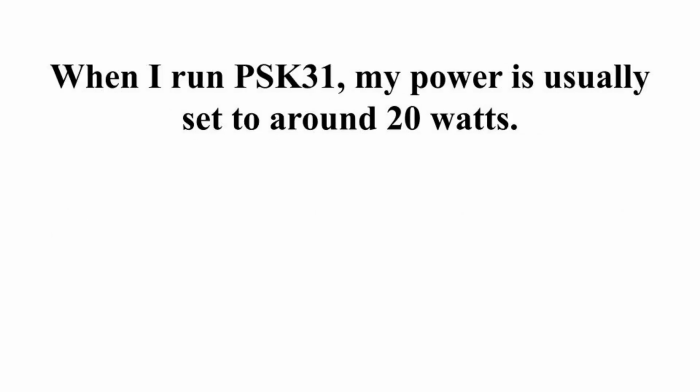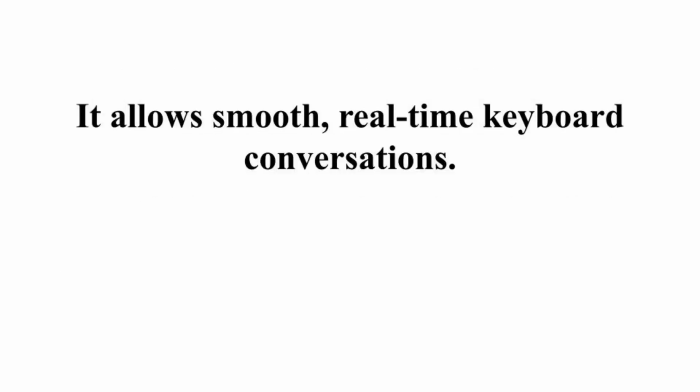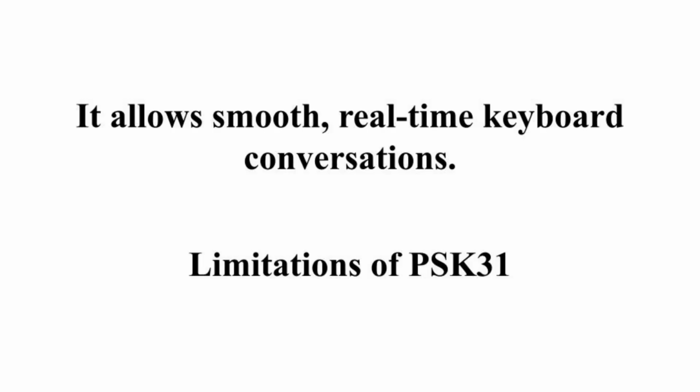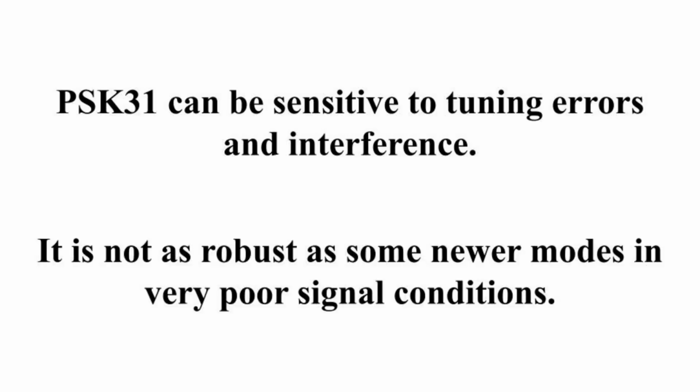When I run PSK31, my power is usually set to around 20 watts. QRP refers to operating with very low transmitter power, typically 5 watts or less, to achieve efficient communication with minimal power. It allows smooth, real-time keyboard conversations. Limitations of PSK31. PSK31 can be sensitive to tuning errors and interference. It is not as robust as some newer modes in very poor signal conditions.